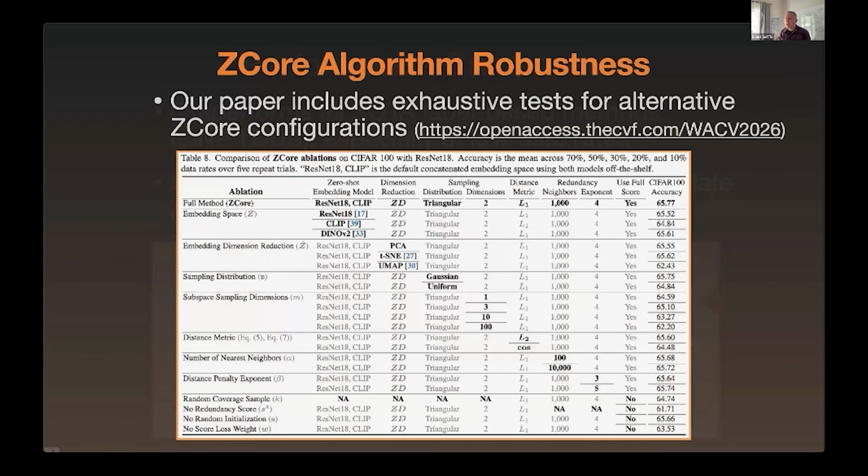So with that, I wanted to talk a little bit about some different ways that you can configure ZCore. We have a whole bunch of different exhaustive tests for alternative configurations that you can find in the paper. It's available today from the Computer Vision Foundation Open Access if you follow the link here.